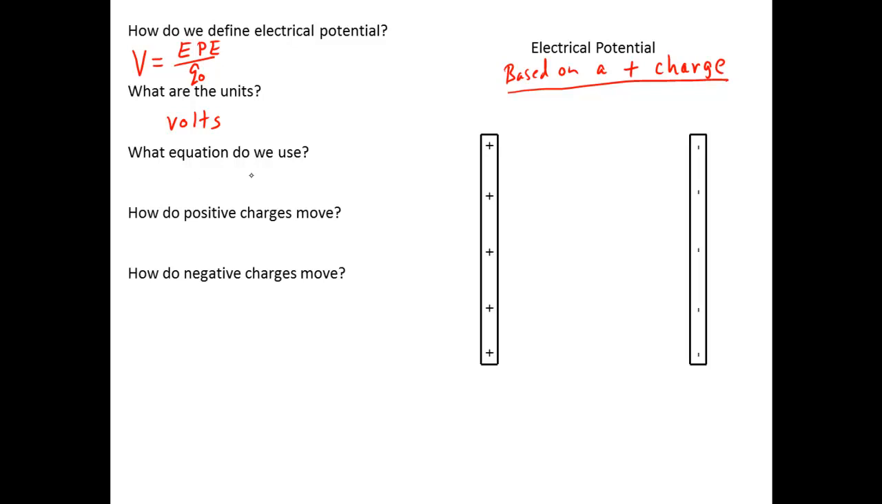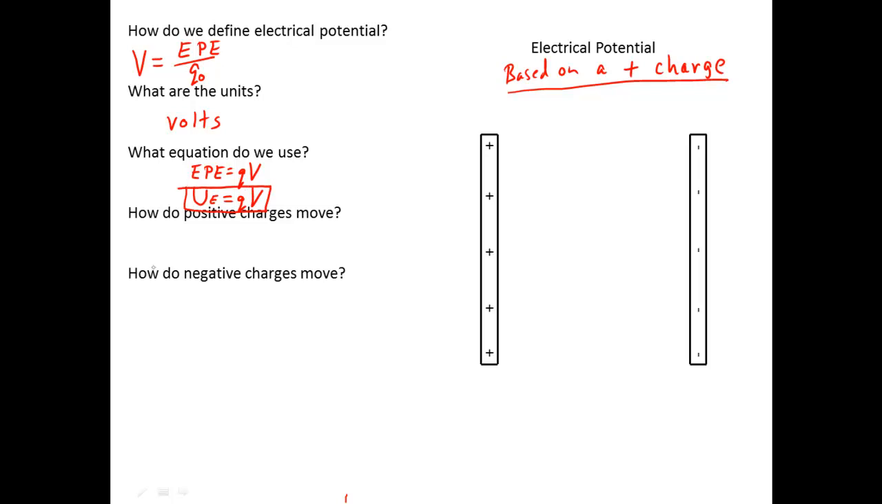And the equation that we would use is this: the electrical potential energy is equal to the charge times the potential. The way that's written for the AP test is like this: U sub E, which stands for the electrical potential energy, is equal to QV. So that's really the equation that we want to use there.